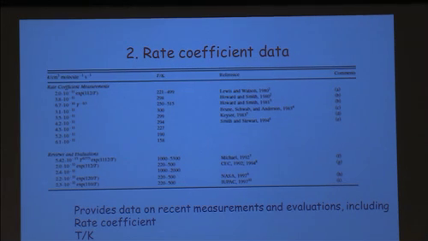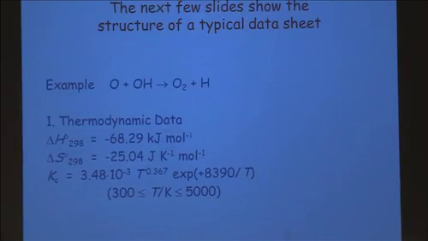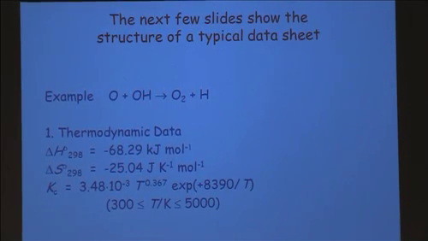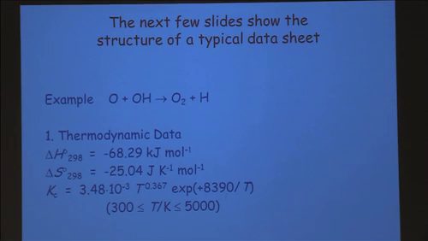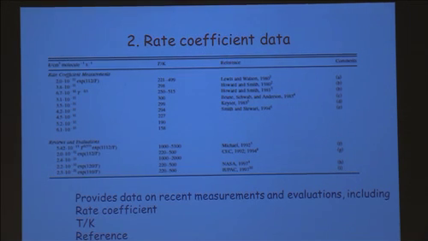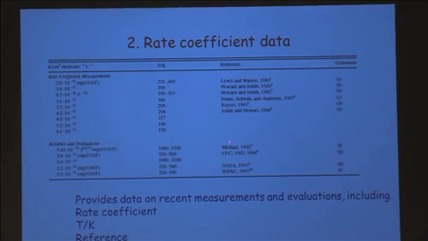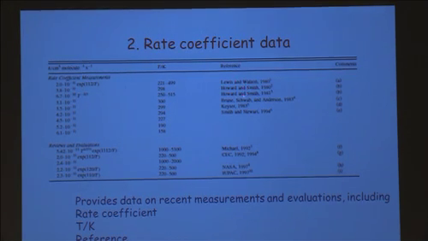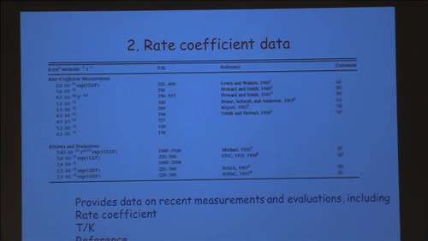And here's a typical table for, sorry, I forgot to say what the reaction is. It's O plus OH going to O2 plus H. So it's the reverse of the branching step, H plus O2. So here are the determinations from a series of experiments done mainly in Cambridge, England, and in Cambridge, Massachusetts.